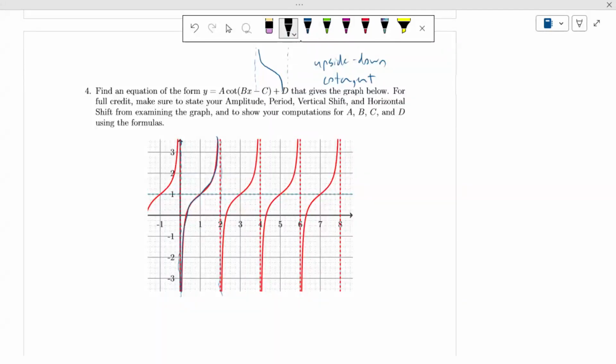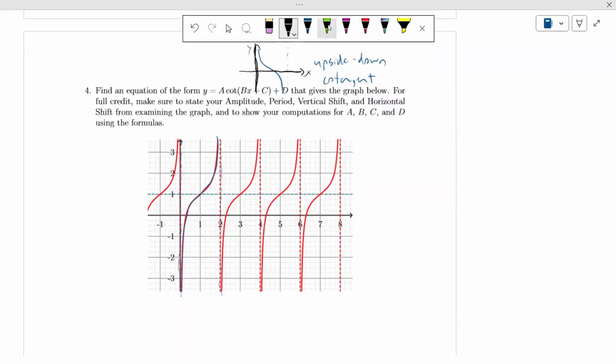Now, where are my axes supposed to be? Well, your y-axis, I should call it, is supposed to be right at this first vertical asymptote. That's true for a cotangent graph. Your x-axis is supposed to go right through that middle key point over there. There's your x-axis, there's your y-axis. So keep that in mind as we talk about horizontal shift in just a second.